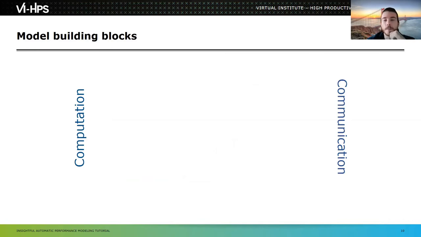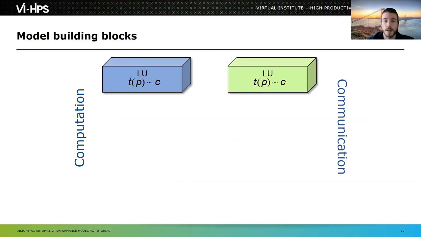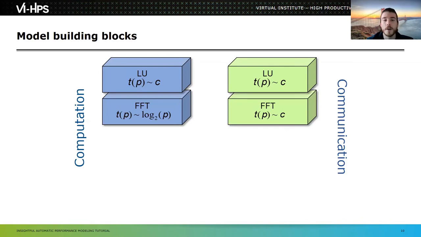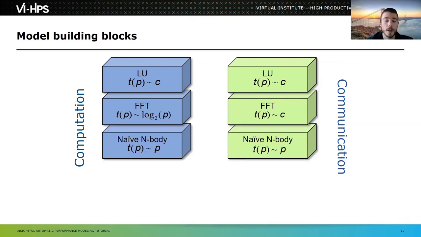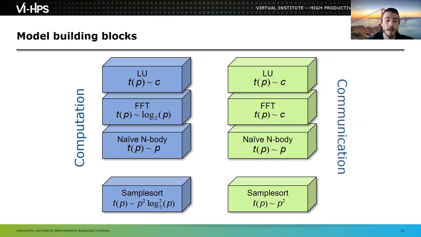So now, how do we create our models? Of course, we always model two things: on the one hand computation, and on the other side communication. We do this by using certain building blocks for our performance models. First of all, we have a constant building block that simply represents a constant value. Then we have a logarithmic building block and a polynomial building block. Finally, we can combine all of these building blocks with each other to build more complex terms.